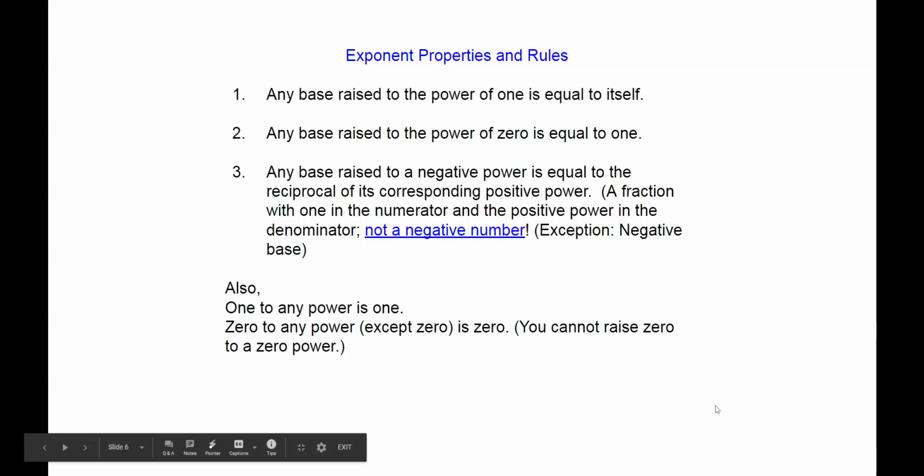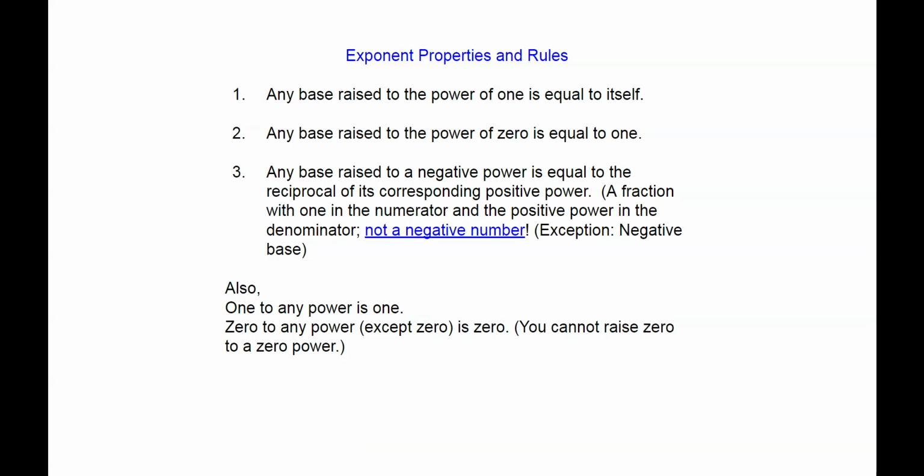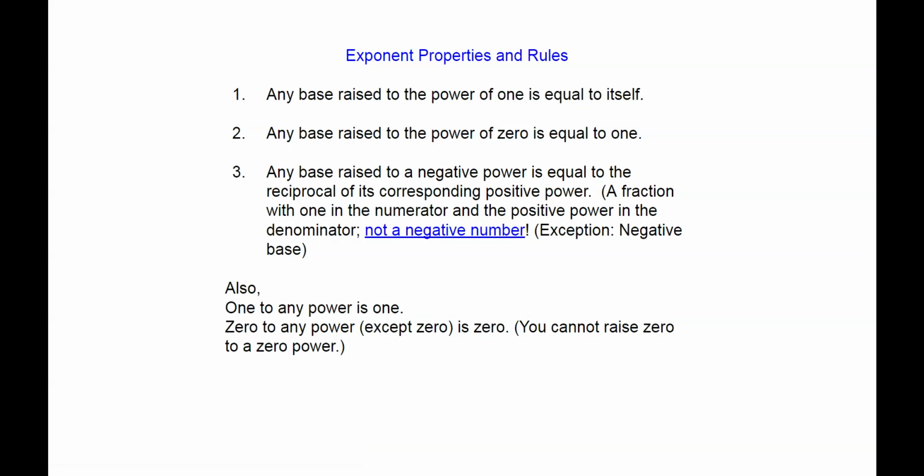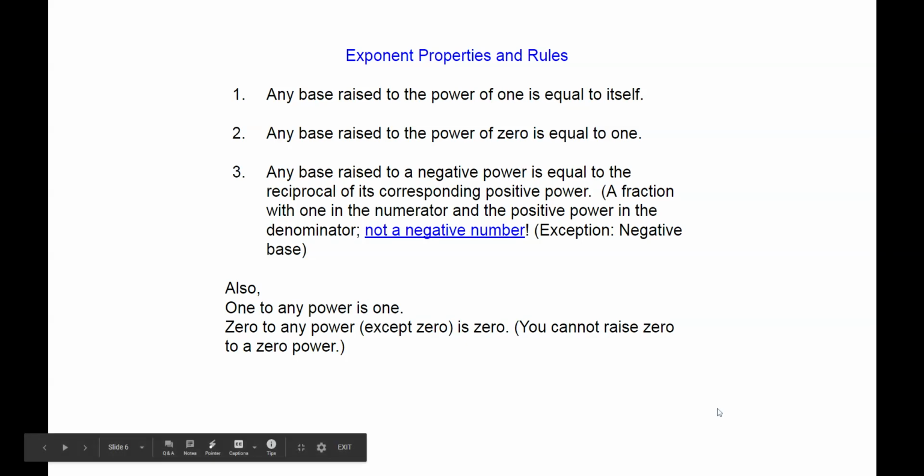A fraction with 1 in the numerator and the positive power in the denominator, not a negative number, with one exception. There could be a negative base that could make a difference. Also, 1 to any power is 1, and 0 to any power except 0 is 0. You cannot raise 0 to a 0 power.